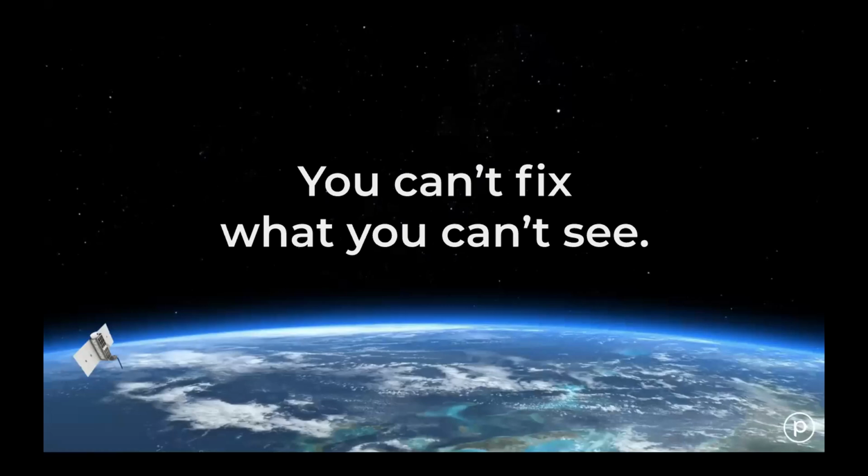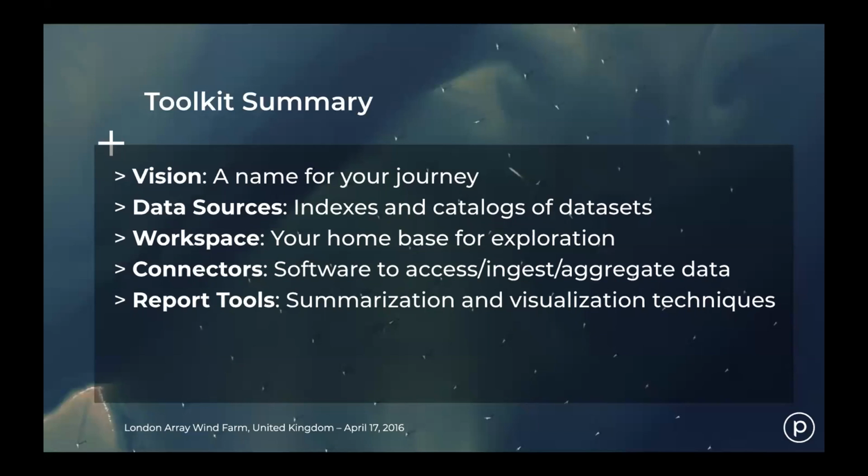So you can't see what you can't fix, but you certainly have a lot of tools at your disposal for helping you see more about our ever-changing world. So a summary of what you might want in your toolkit is, first of all, having a vision. So name your journey and decide what it is you're looking for, and then pick some data sources. And indexes and catalogs of data sets can be really helpful in enabling you to get relevant data for solving your problem. And tools like STAC can really help make that data more discoverable so that you can spend more of your time focusing on the later parts instead of figuring out how to ingest or find your data.